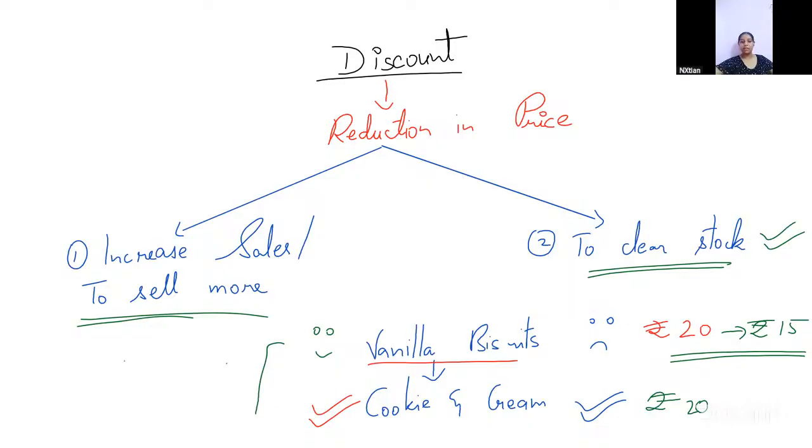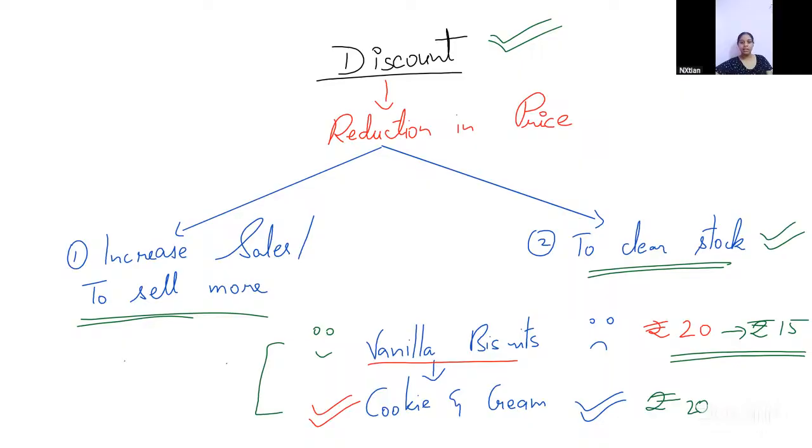Discounts happen a lot in clothes to clear stock, because new things keep coming every 15 days or every month, and the trend changes. People go after something that comes new, so the stock that was manufactured becomes old. This happens all the time in the clothing industry. But for other things, discount is mainly given to increase the sales, or to sell more of their items.